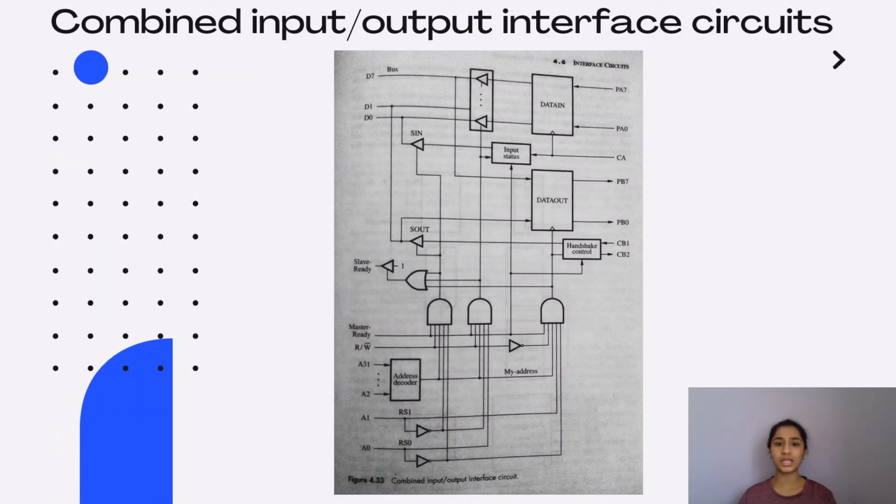We have both SN and SOut, which are our status flags, and along with that we have our data registers, Data In and Data Out, and we also have the address decoders. This is how it looks inside the interface circuits. So it is inside these status flags that we have our positive edge triggered master slave D flip-flop.